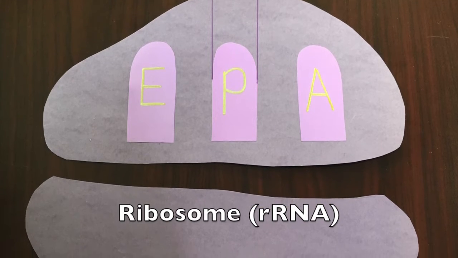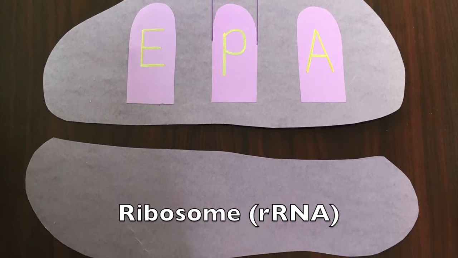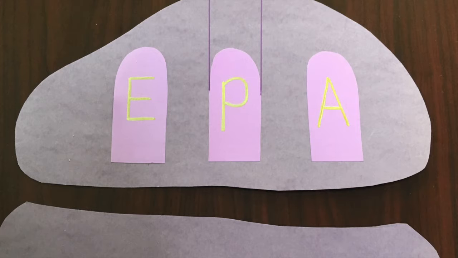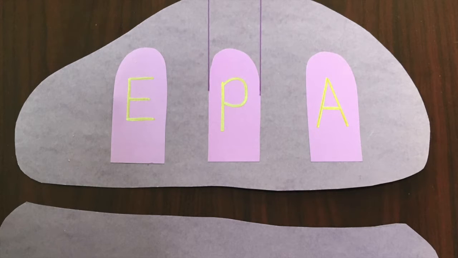The second lead is ribosome, or rRNA. It contains large subunit and small subunit. A site means amino acyl tRNA binding site, where tRNA enters. The P site means peptidyl tRNA binding site, where polypeptide attaches and grows. Above the P site is the exit tunnel. The E site is the exit site, where tRNA exits.